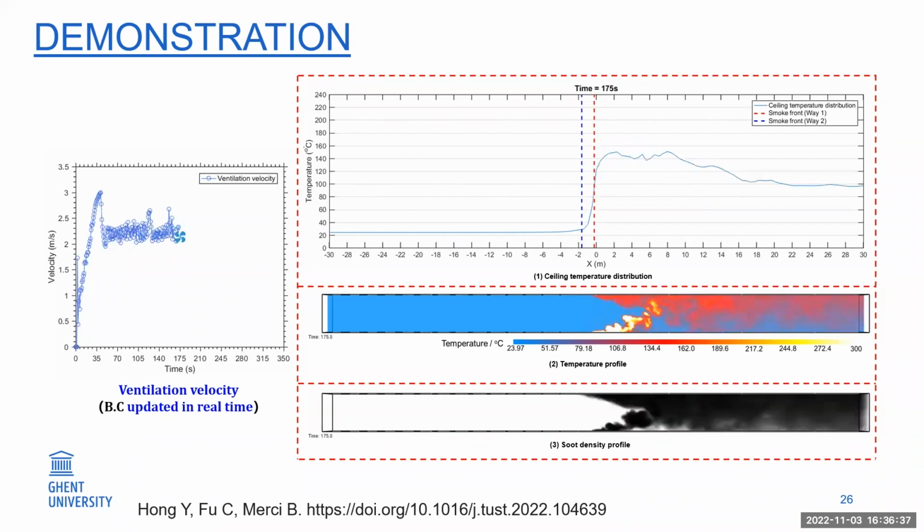But we can still see some fluctuation around the temperature sensor, but it's normal. Overall, it can stop at the location. And this figure is the ventilation velocity adjusted in real time.